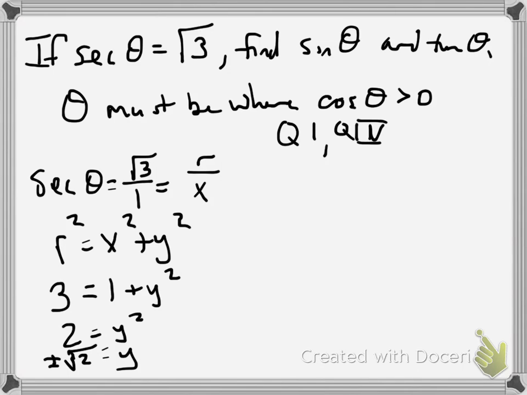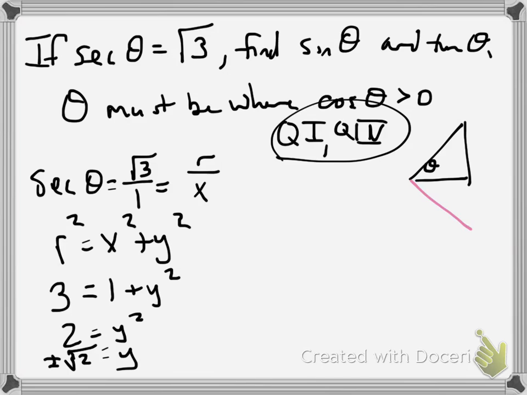Notice I've got to have both positive and negative because, again, theta can be either in quadrant 1, in which case y is going to be positive root 2. You'll have a right triangle that looks like this. Or you can have a right triangle that looks like this, in which case y is negative. So you've got your positive root 2 and 1, and you've got your negative root 2. So we have two different possibilities of where theta can be. It could be in the black right triangle or the pink right triangle.